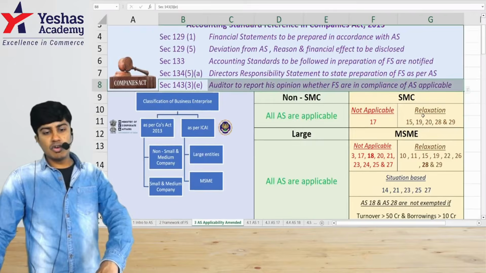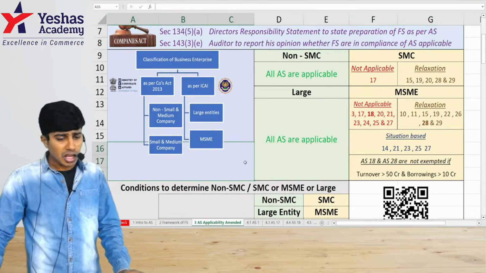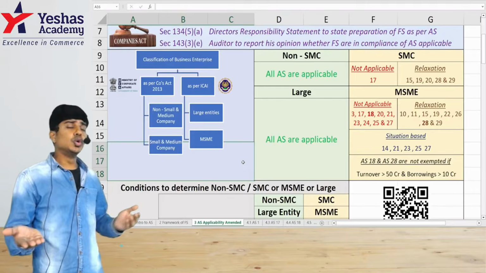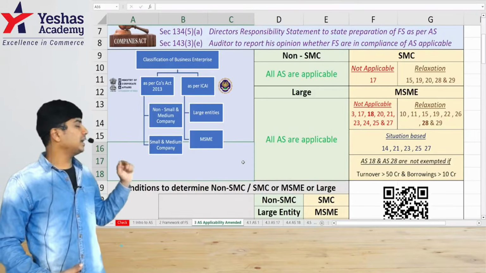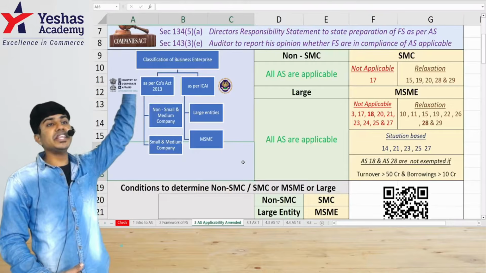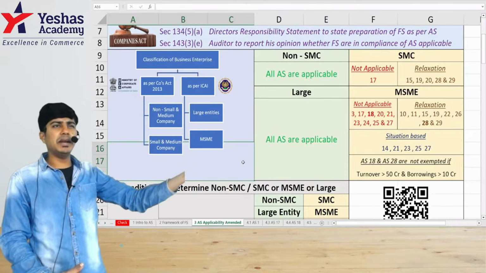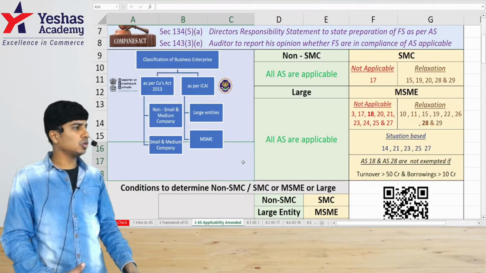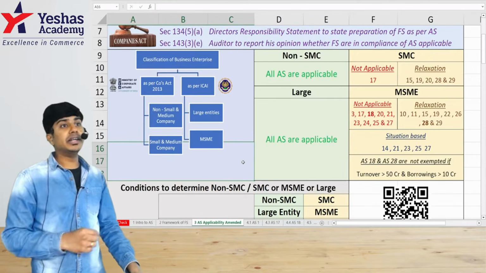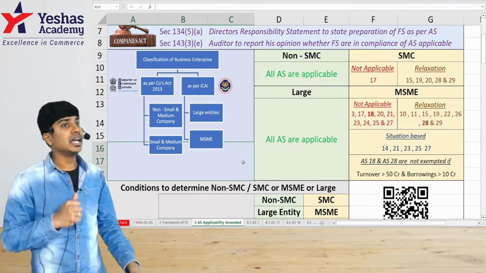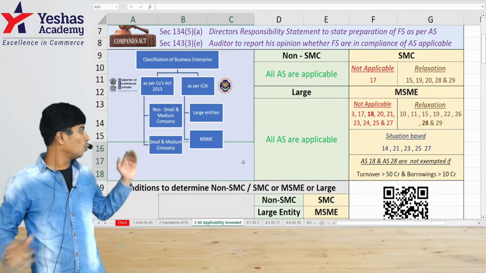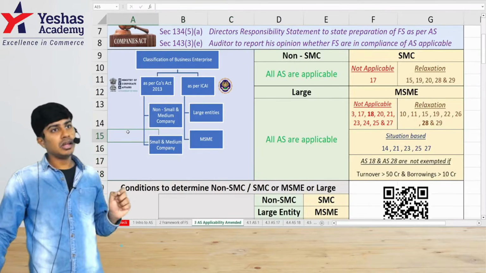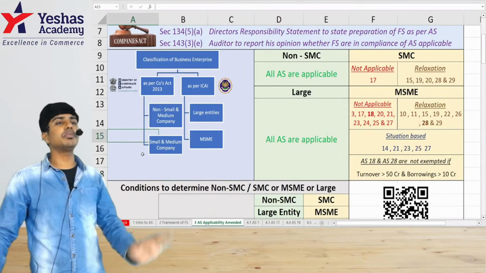Like I mentioned, for the applicability of accounting standards, we are going to classify entities into two categories. One, corporate entities. Two, non-corporate entities. For corporate entities, the power is with MCA, Ministry of Corporate Affairs, further sublet into the hands of NFRA, who will propagate what accounting standards are applicable. For the purpose of applicability, MCA dealing with corporate entities has divided entities into two categories. One, non-SMC. Second one, SMC.